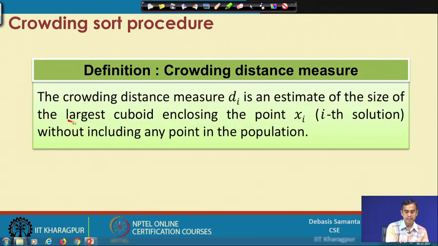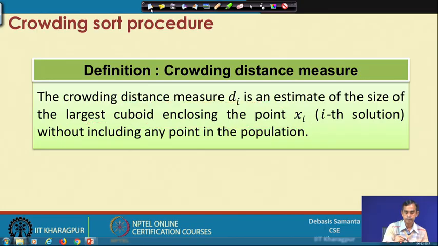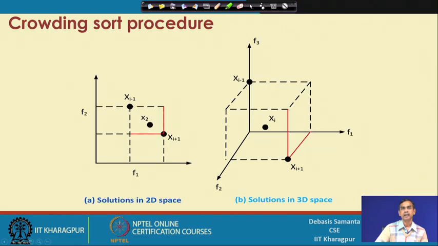So, the largest cuboid enclosing the point xi, this is important. That means, if xi is given to us and we are able to find the largest cuboid surrounding xi such that there is no other point in that cuboid, then that cuboid will give a measure of the crowding distance. So, this is the idea about the definition of crowding distance.